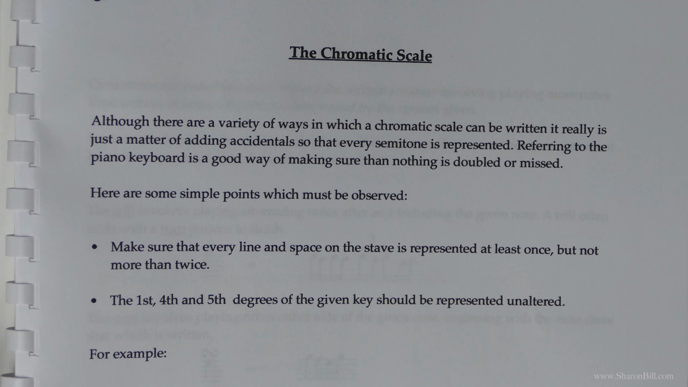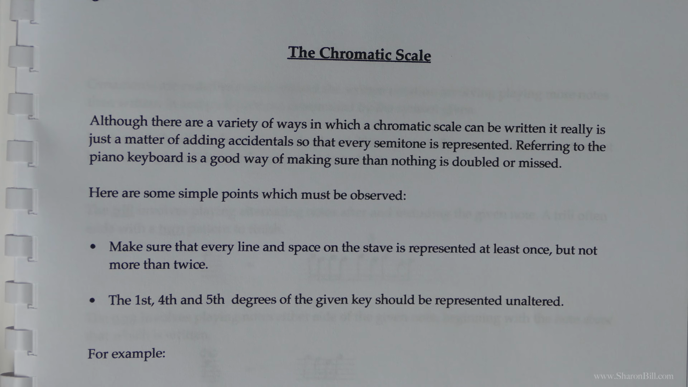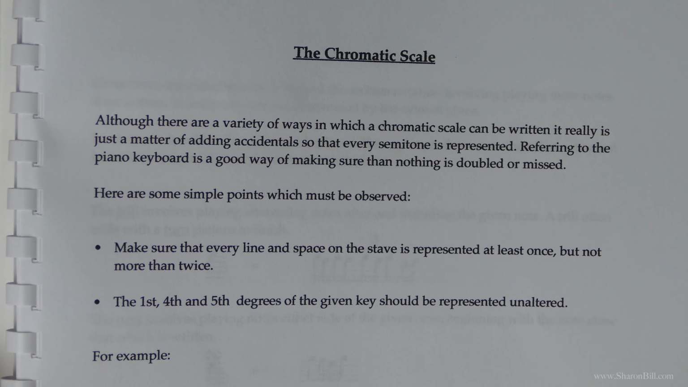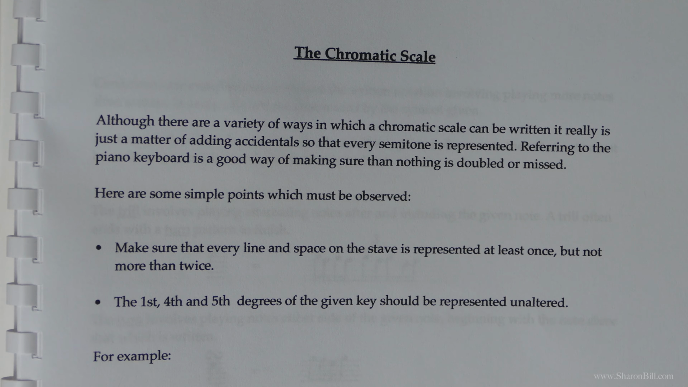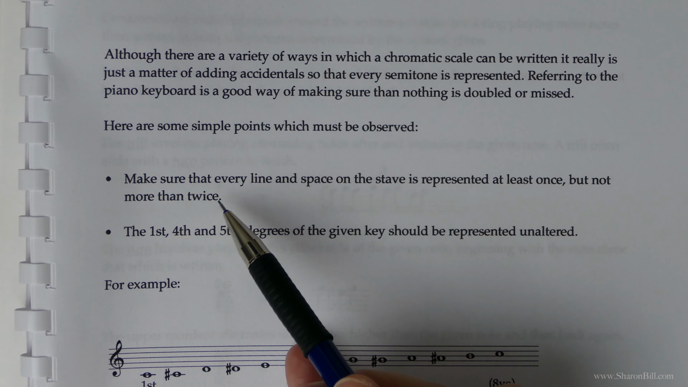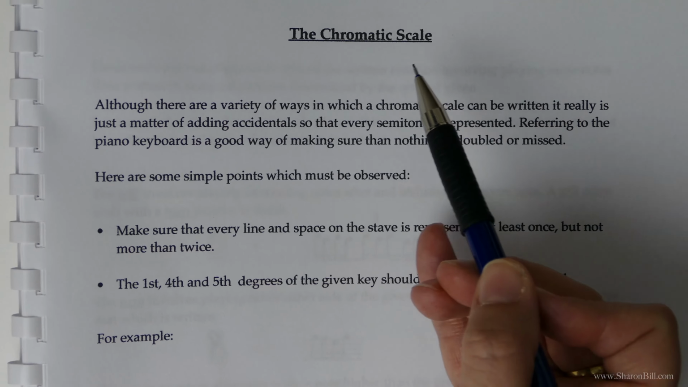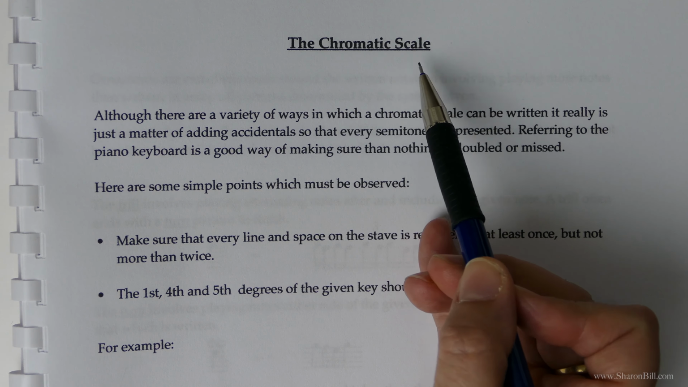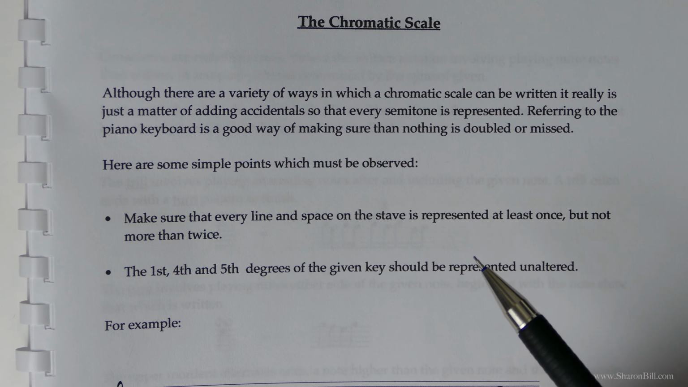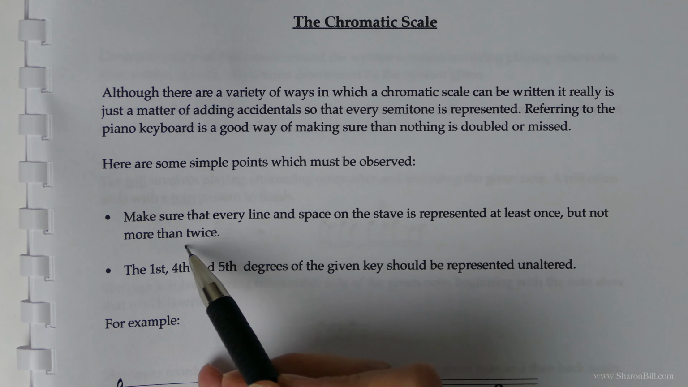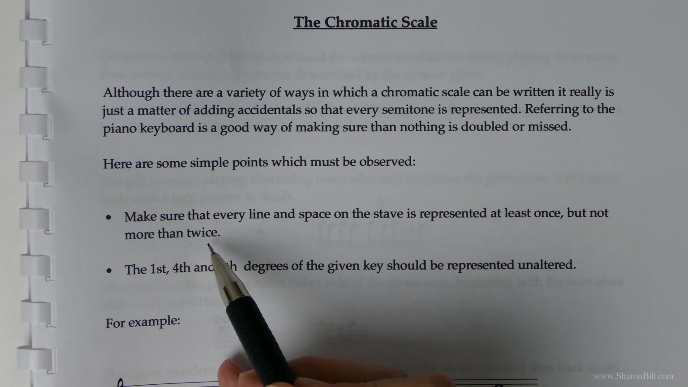A chromatic scale is basically a scale where every semitone is included. And so we can write this in a number of different ways. There are just a couple of things that we need to make sure occur. Of course, we need to make sure that every line is represented and every space is represented, because if you think about it, scale means step and we can't miss any steps out at all. However, we also need to make sure that everything is represented at least once but not more than twice. Otherwise, that will create a gap later in this scale.